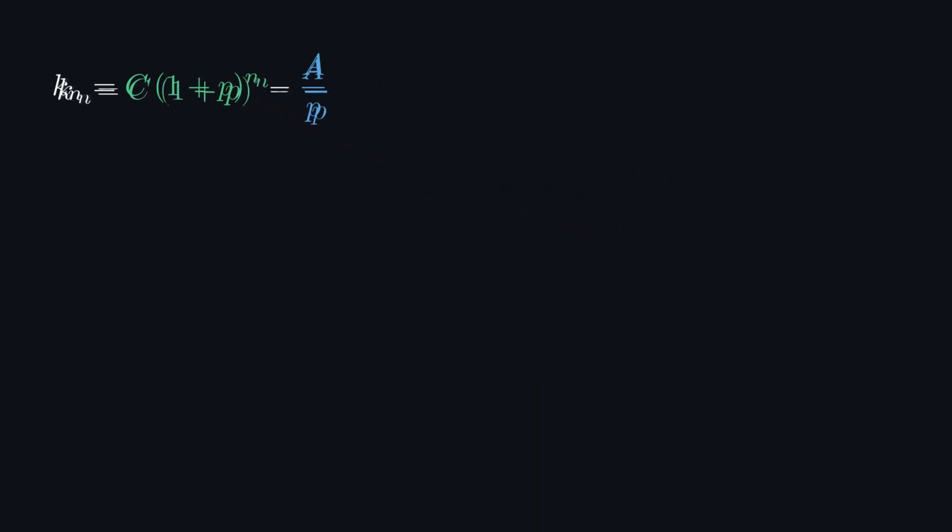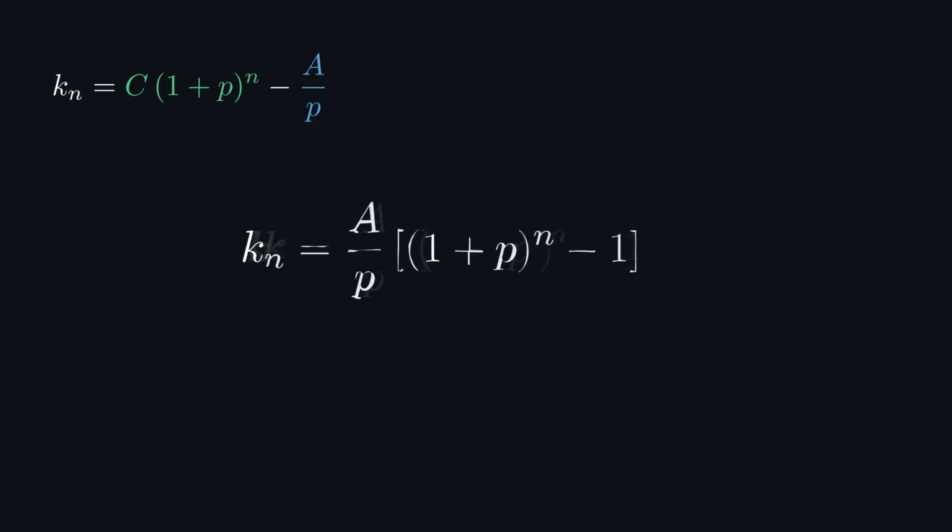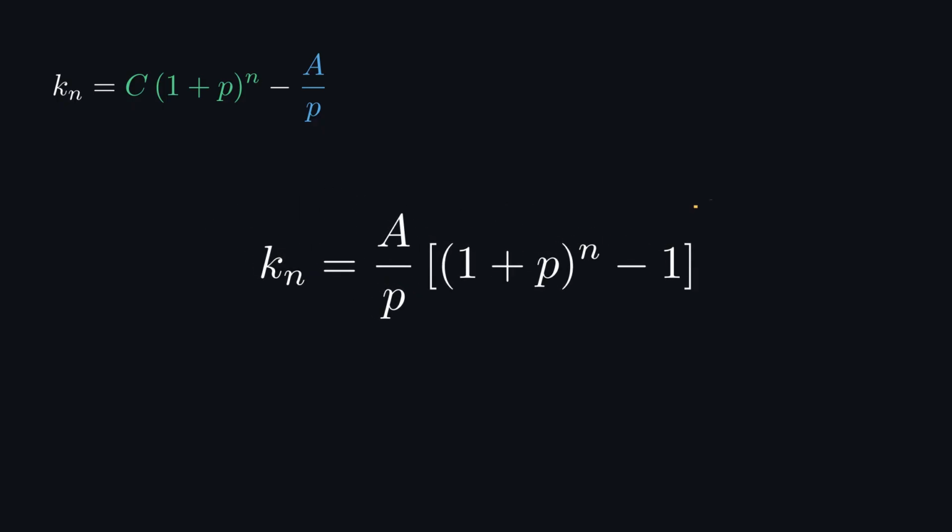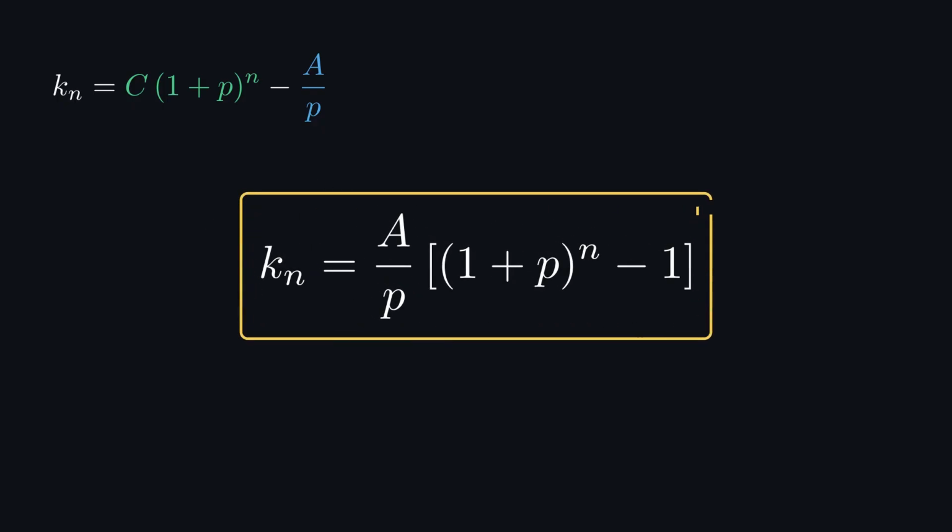Put c back in, tidy it up, and out drops the punchline, the future value of an annuity. The accumulated capital equals A over p, times the quantity (1 plus p) to the n, minus 1. Look at what it's saying: your money grows exponentially with the number of periods, and that little factor A over p just scales the whole thing by how much you save and by the rate.